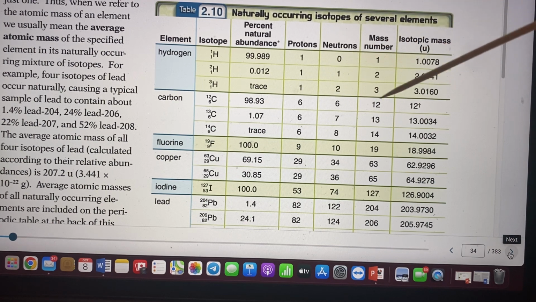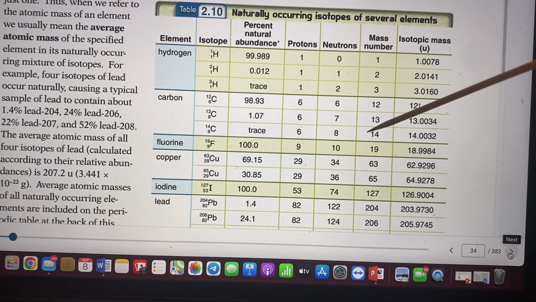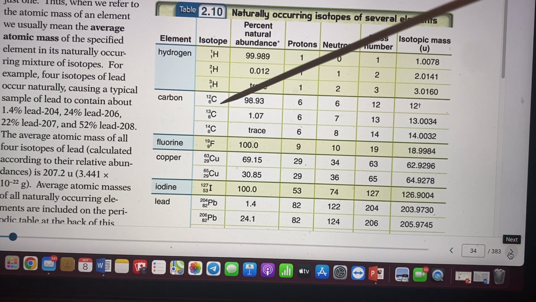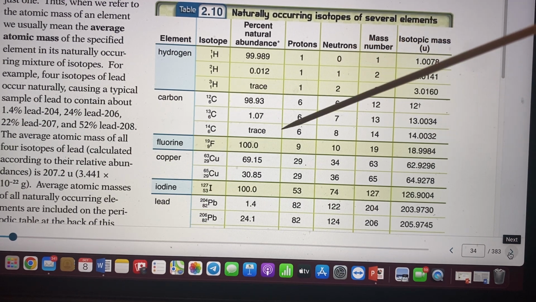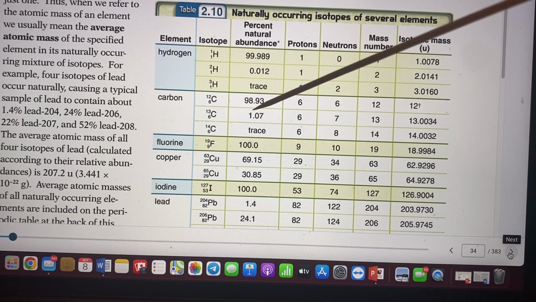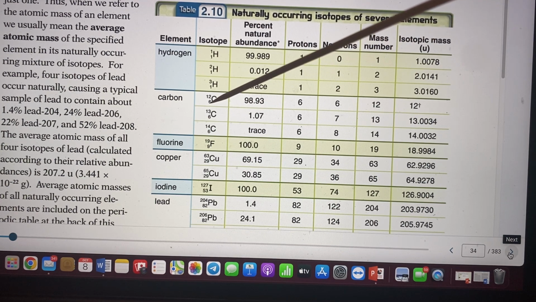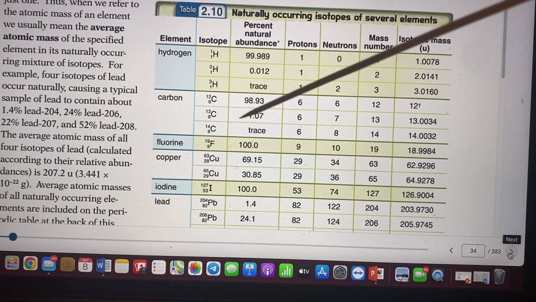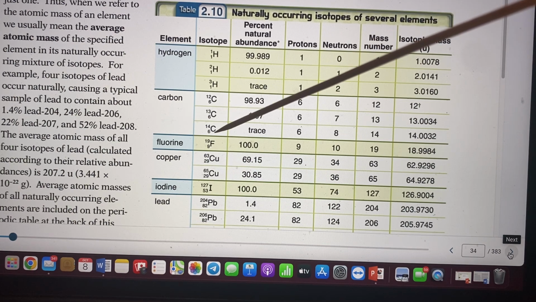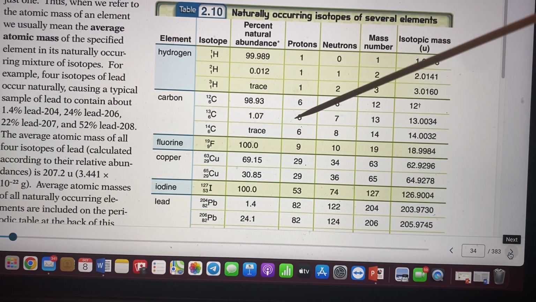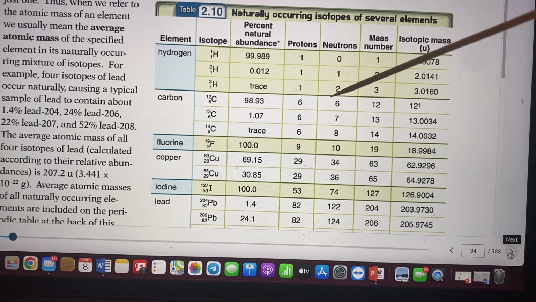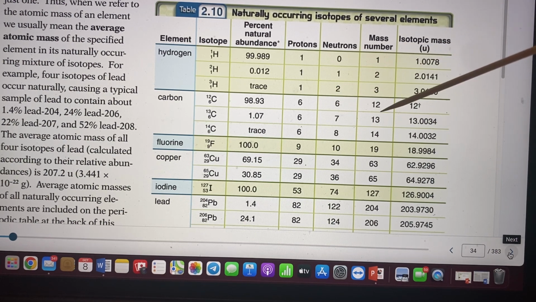So these are different. See how the mass unit varies on the amount of, because there's a neutron and a proton, it makes it heavier, okay? So the same with carbon here. So you have carbon, and you have 98% of carbon is carbon 12, but you have some that's carbon 13 and some that's carbon 14 with extra neutrons. So how many protons? 6. How many neutrons? 6. Mass number is 12.